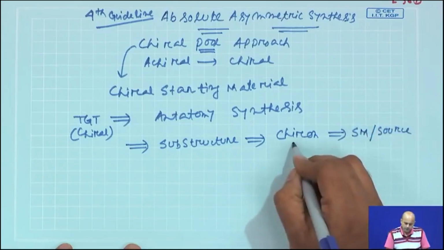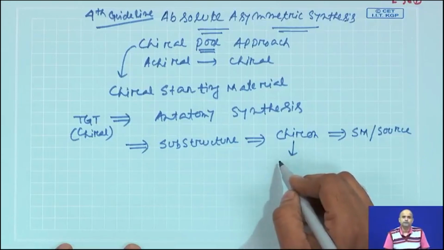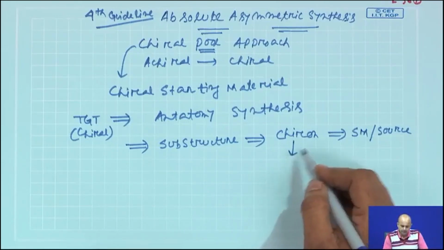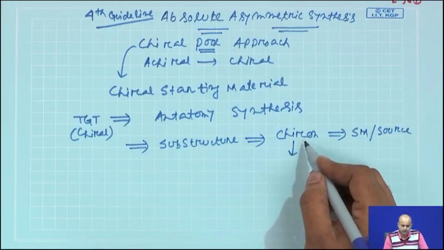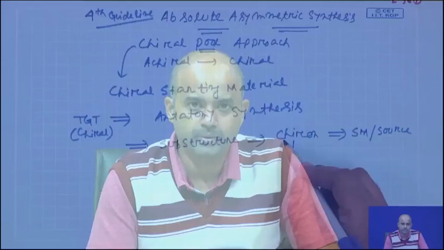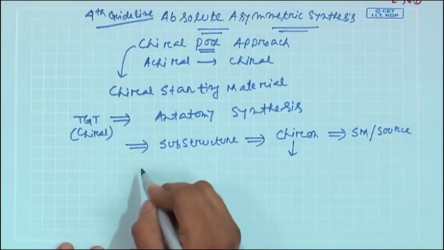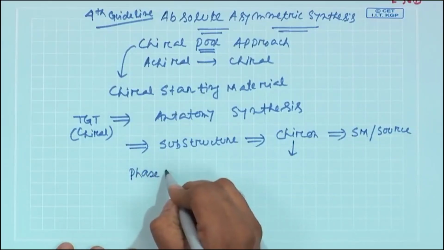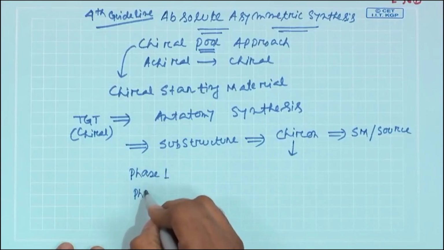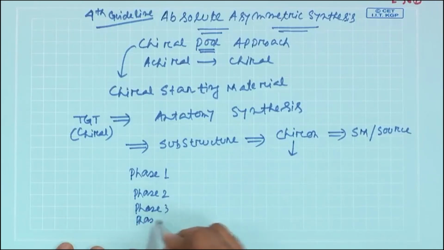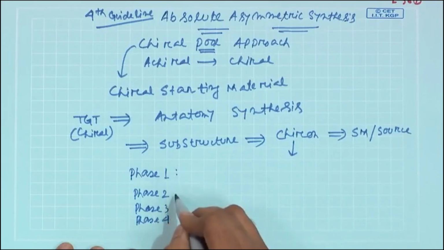Now, chirons are basically chiral synthetic intermediates. An intermediate which has chirality is called a chiron. This particular terminology was first invented by Professor Stephen Hanessian. So, in principle, this chiral pool approach follows 4 different phases or pathways: phase 1, phase 2, phase 3 and phase 4. So, what exactly is each individual phase?